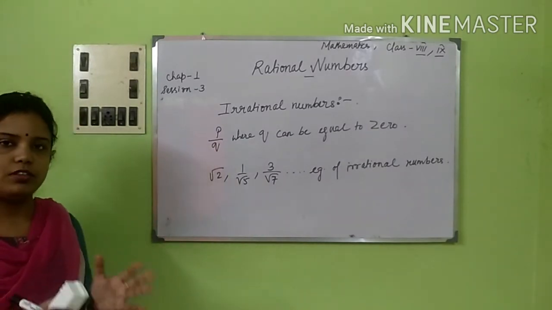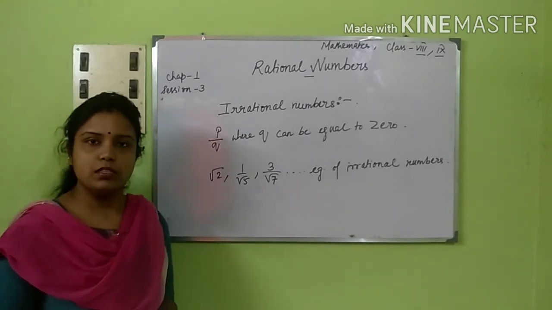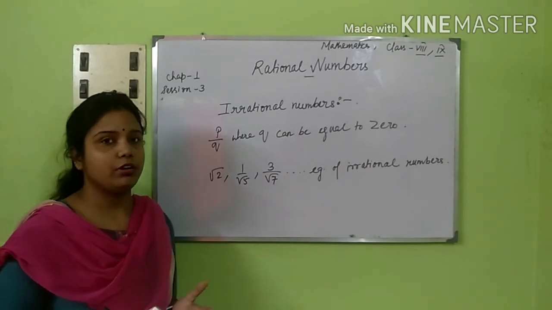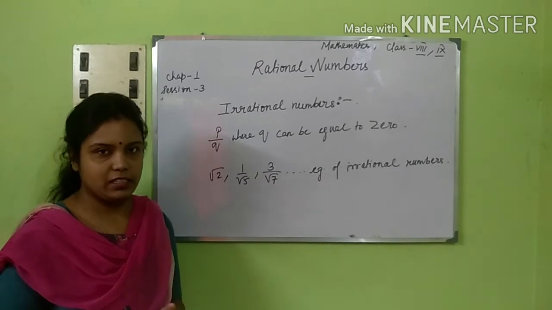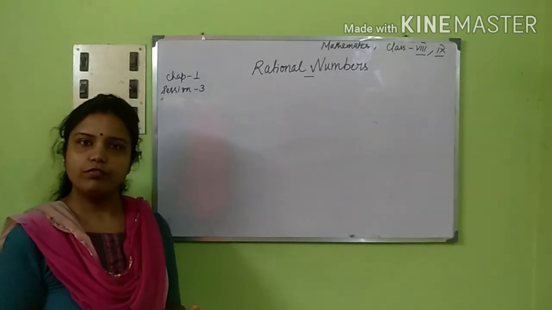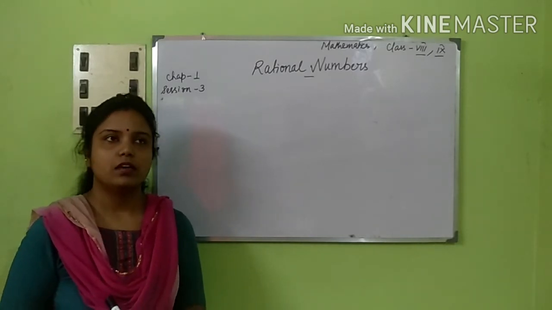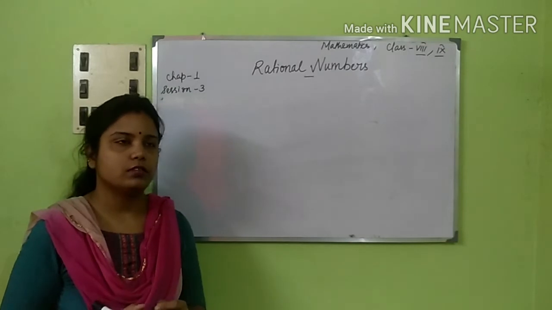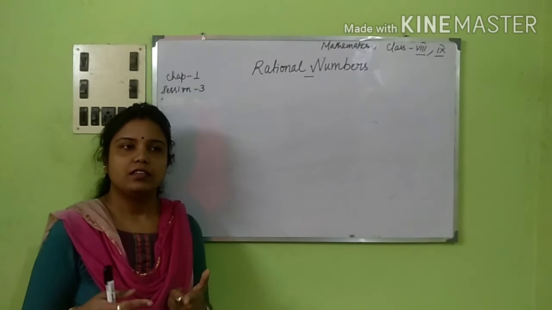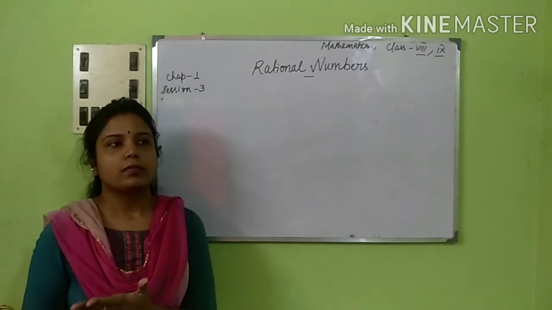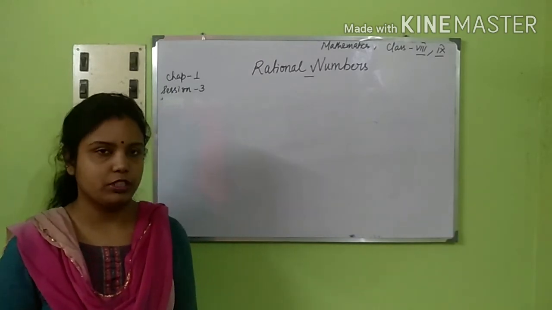Now going to the last part of the rational numbers, that is how to rationalize a rational number. Let's get started with it. Before we start the last portion, rationalizing the rational numbers, I just want to discuss another point, that is how to convert a decimal into a proper rational number.